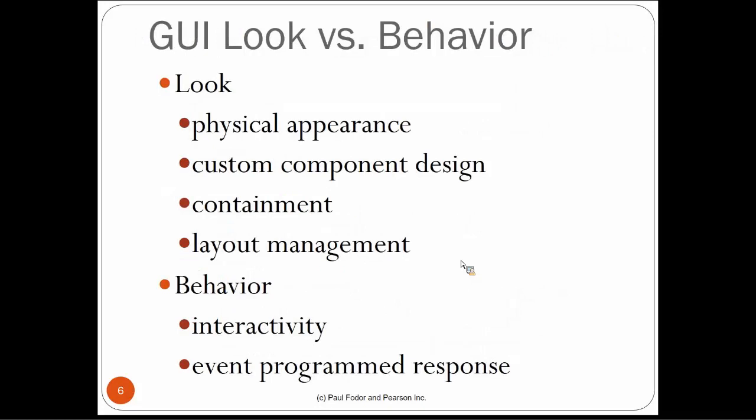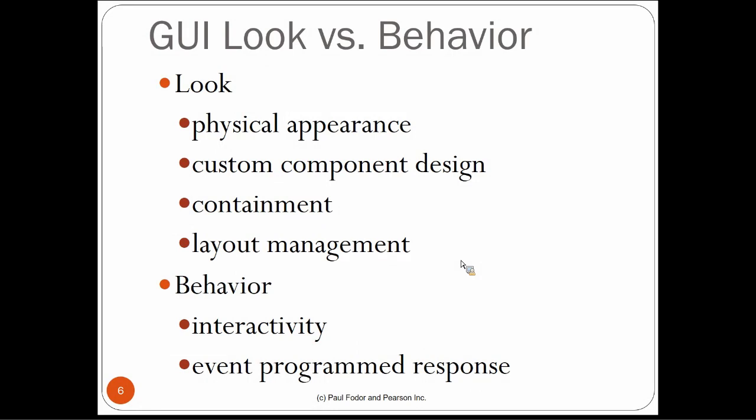There are two parts to graphical user interfaces. One is the look, which we are going to talk about: creating the physical appearance of the graphical user interface, populating it with custom design components contained in containers, and we can specify the layout manager. How do we want these components to be placed in the graphical user interface? Do we want them placed one after another, which is called a flow layout? Do we want them placed in a grid, which is a grid layout? Do we want them placed in an upper part or top, down, left, right, center, which is a border layout?